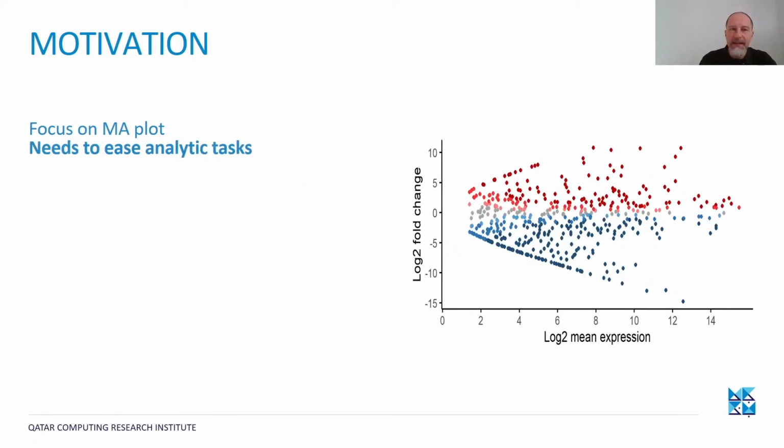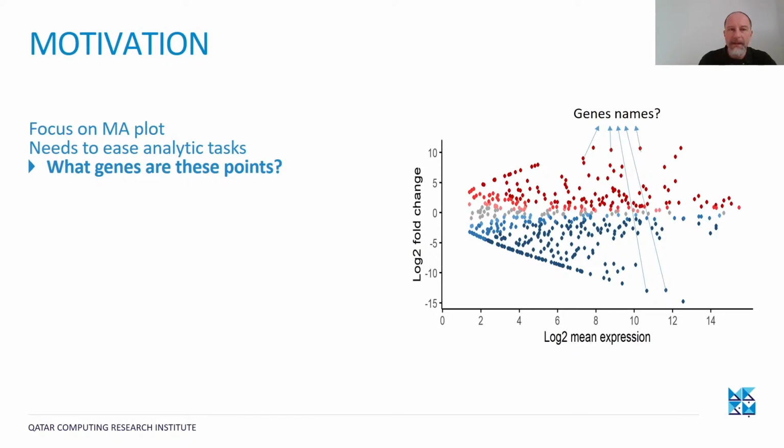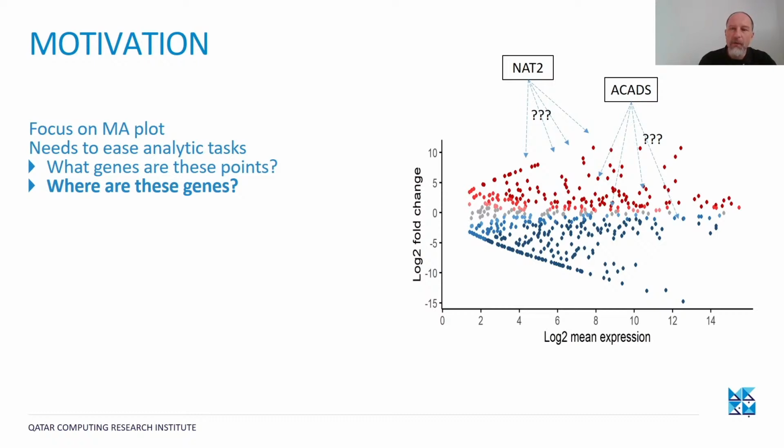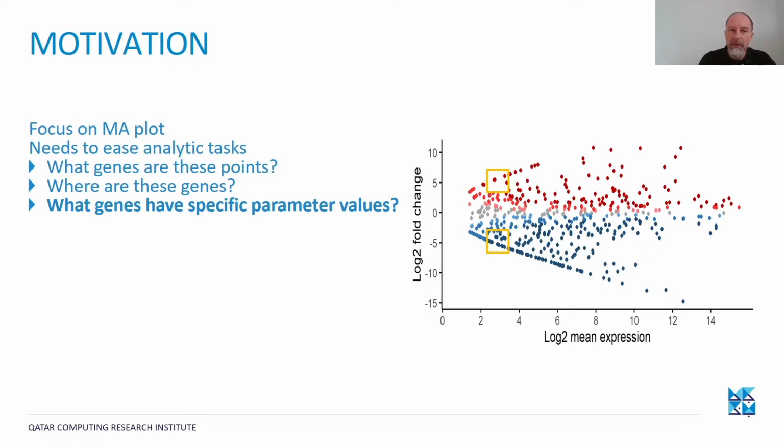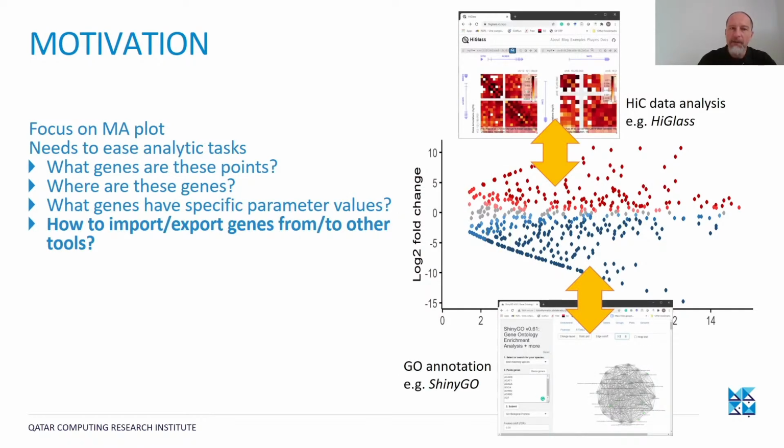So the experts need to ease analytic tasks based on this plot. Remember, this plot is not interactive, it's static for now. For instance, they want to know what genes correspond to some specific points in the plot. They want to know where specific genes are in the plot. They want to detect genes which have specific parameter values. And they would also like to easily import and export genes from or to other tools like HiGlass or ShinyGo to get gene annotation or study these genes in 3D data in tools exploring 3D data.